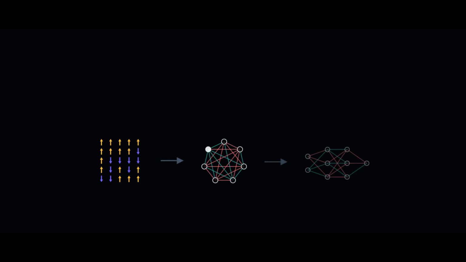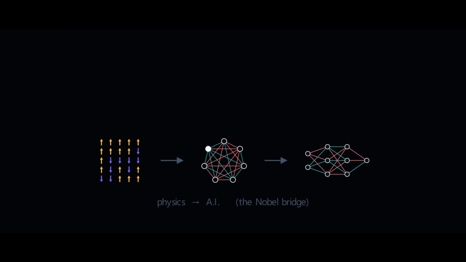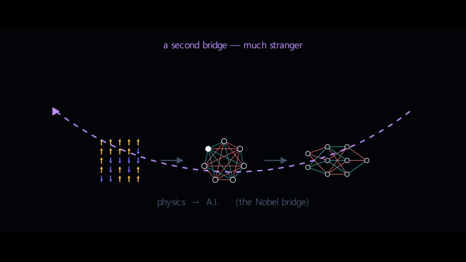So far, physics has been lending ideas to AI. A magnet gave us an energy, gave us a memory. That's one bridge, and it's the one that won the Nobel. But there's a second bridge. It was found much more recently. It runs in the opposite direction, and it is much stranger.